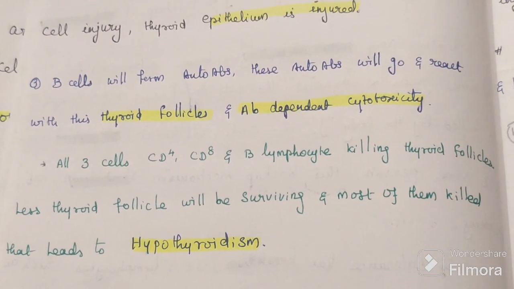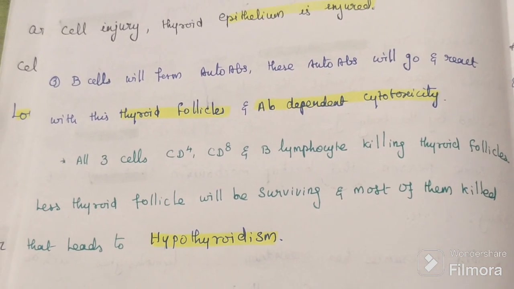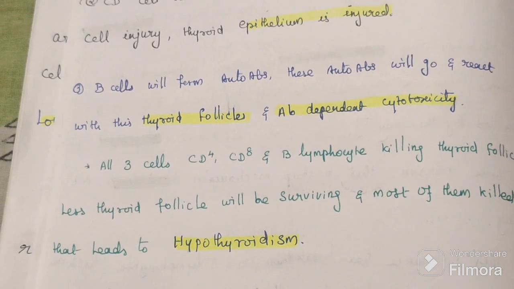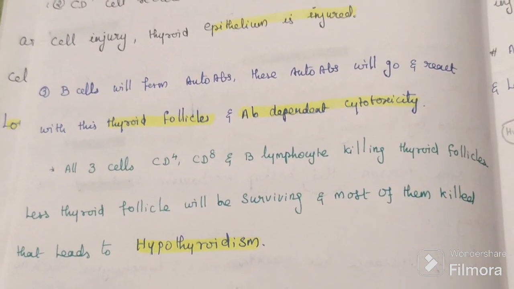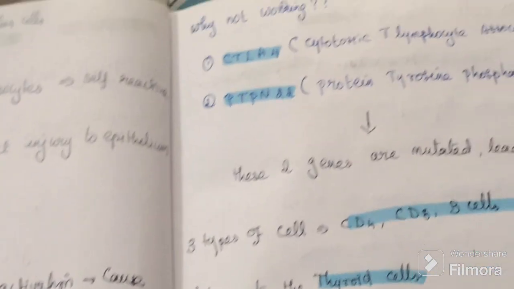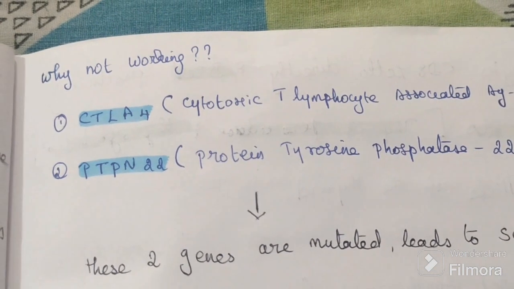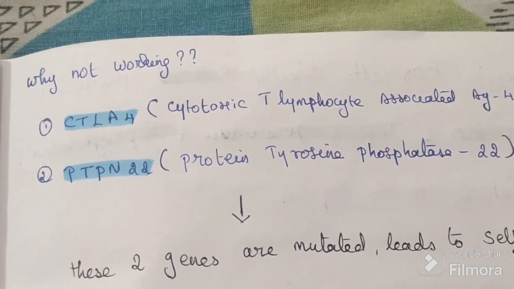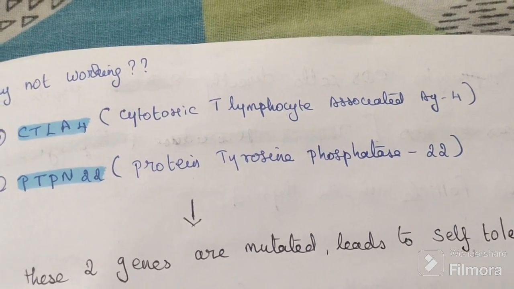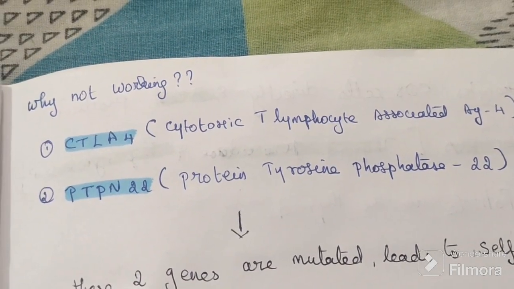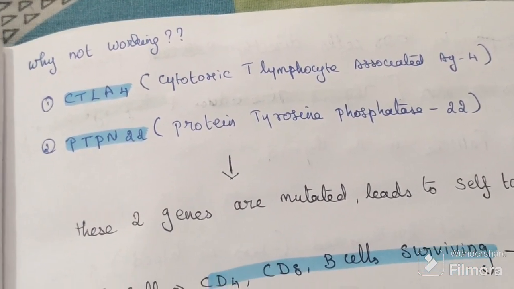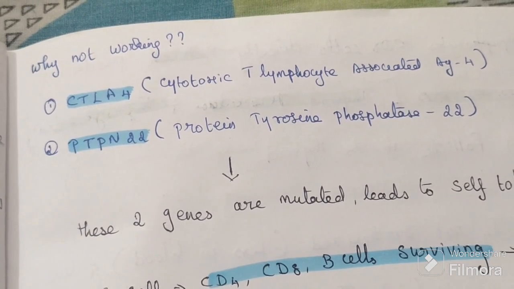They should be killed by the body, but they are not killed, they are surviving because the self tolerance is not working. Why is it not working in some persons? Because of mutation. Two types of genes, CTLA4 (cytotoxic T lymphocyte-associated antigen 4) and PTPN22 (protein tyrosine phosphatase 22). These two genes are mutated.